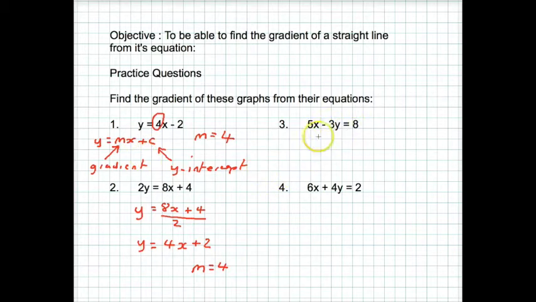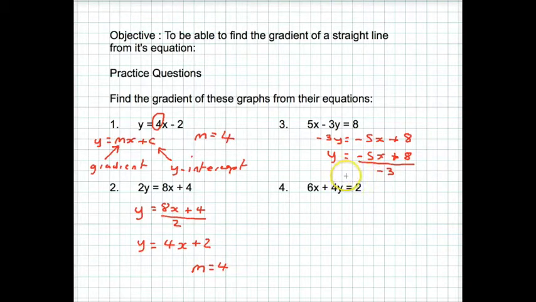Question 3 then. Again we need to do some rearranging here. So what we're going to do is take the 5x over first of all. So we're left with minus 3y equals, the positive 5x becomes a negative when you move it to the other side of the equation. So it means negative 5x plus 8. Now we can take the 3 over to the other side and divide. So y is going to equal minus 5x plus 8 divided by, and this is a negative 3, so we have to divide it by negative 3.